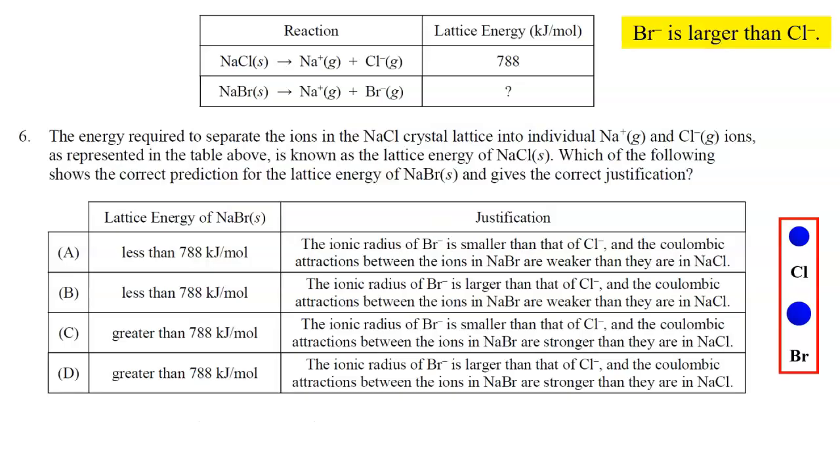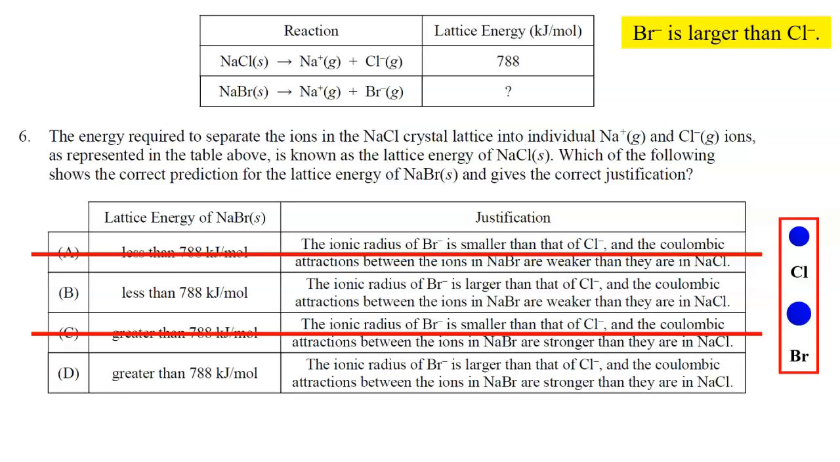So if the bromide ion has a larger ionic radius than the chloride ion, that means we can already eliminate, looking at these four choices, A and C, because in the justification portion, it says that the ionic radius of bromide is smaller than that of chloride, which we know is incorrect. So now, is the correct answer for question 6 B or D?